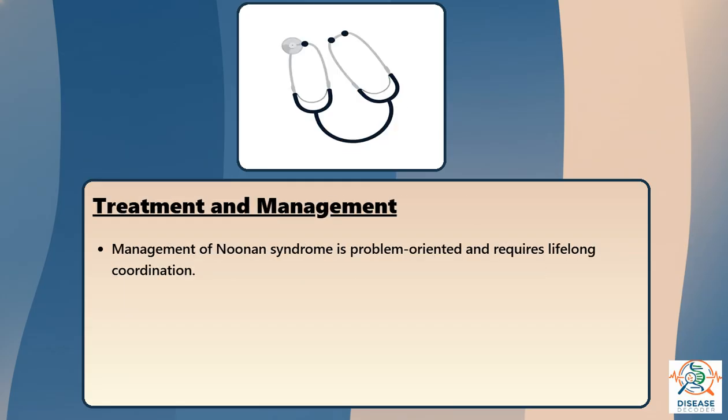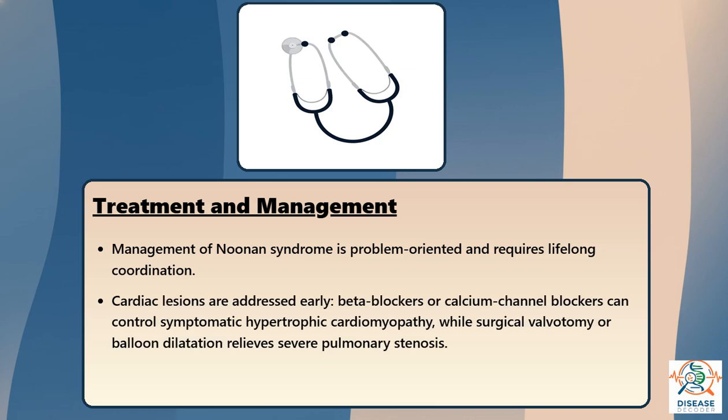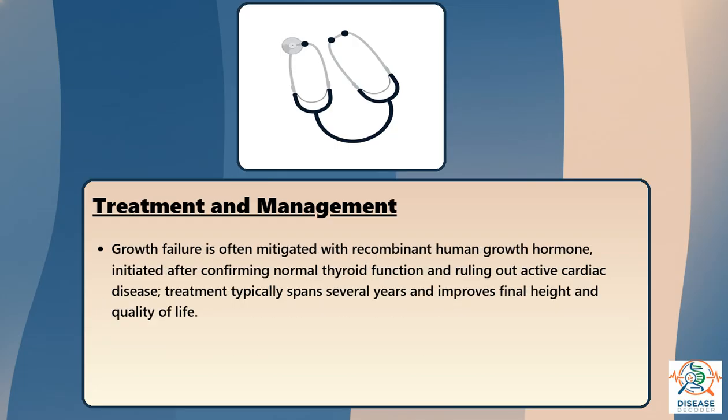Management of Noonan syndrome is problem-oriented and requires lifelong coordination. Cardiac lesions are addressed early. Beta blockers or calcium channel blockers can control symptomatic hypertrophic cardiomyopathy, while surgical valvotomy or balloon dilatation relieves severe pulmonary stenosis. Growth failure is often mitigated with recombinant human growth hormone, initiated after confirming normal thyroid function and ruling out active cardiac disease. Treatment typically spans several years and improves final height and quality of life.